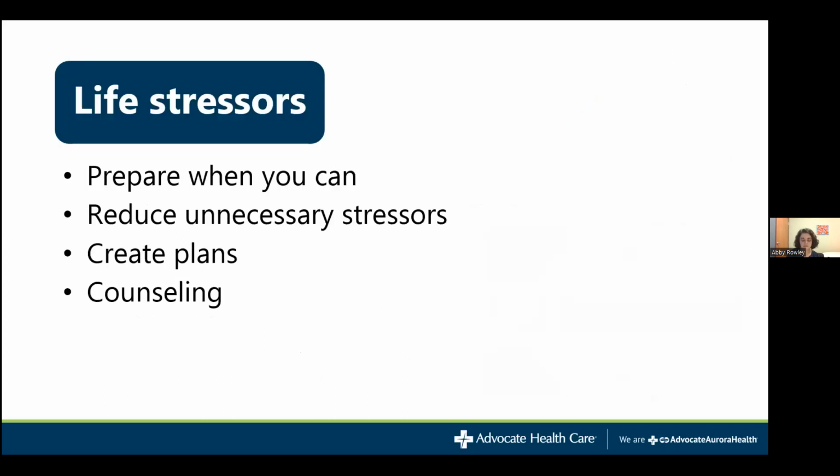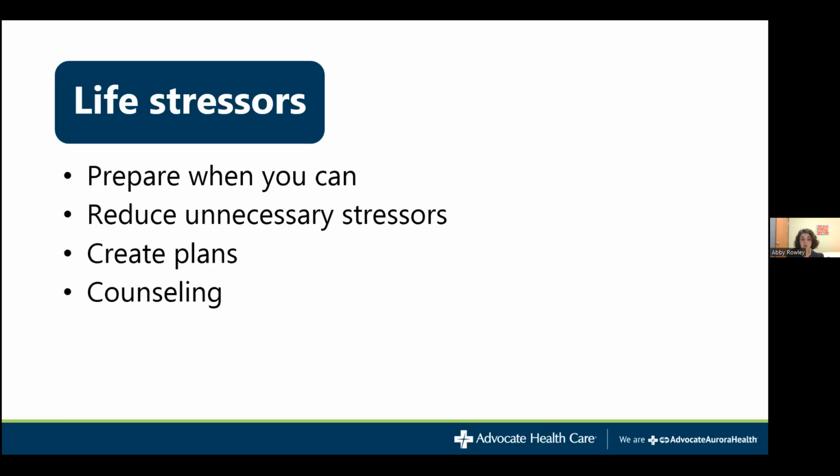Next slide, please. All right, so life stressors, we know that's a big cause of behavior change. Some strategies for that are preparing when you can. We know that not everything is possible to prepare for. Things happen unexpectedly. But if you do know there are things coming up, like your family is moving houses, or they're graduating from school, or there's an illness of a family member that unfortunately looks like it may result in death, prep the person so that they're not completely caught off guard by that, because a lot of anxiety comes from the fear of the unknown. So preparation can help minimize the unknowns and the anxiety in the person with Down syndrome, and therefore can help them manage their behaviors better too.